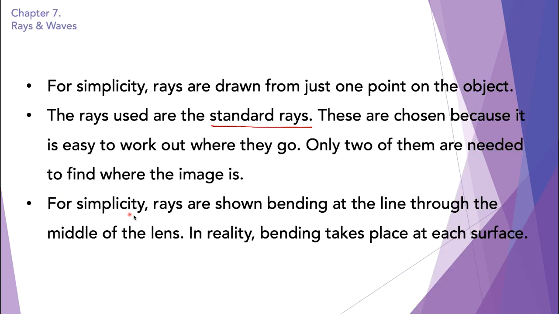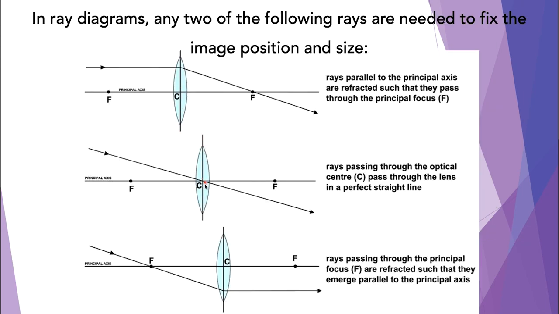So for simplicity, rays are shown bending at the line through the middle of the lens. But in reality, bending takes place at each surface. So the lens, this is a convex lens, okay? So there's a line coming through the middle of the lens. This is a vertical line. So this ray is not bending at all, it's a straight ray. But in this case and in this case, the ray is shown bending at the line through the middle of the lens. Whereas in reality, it takes place at each surface. But for simplicity, for ray diagrams, we show it bending from here. Okay. So these are the standard rays.